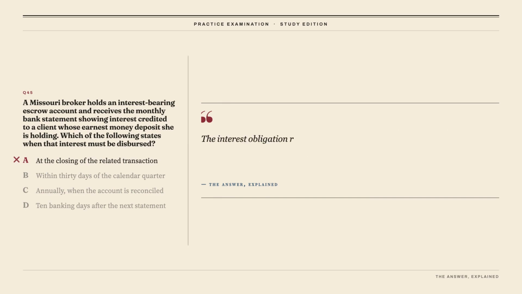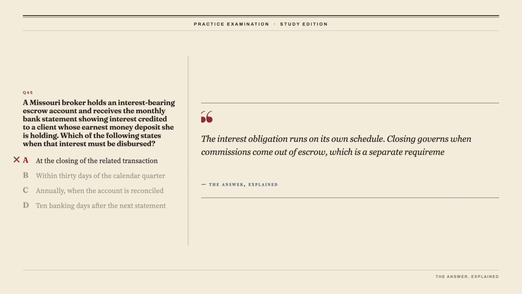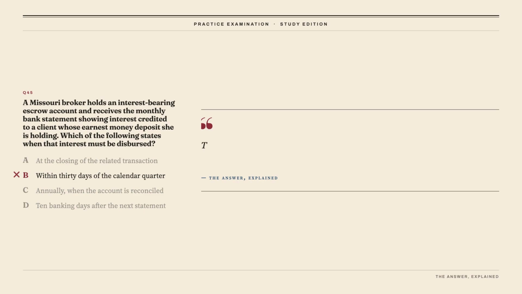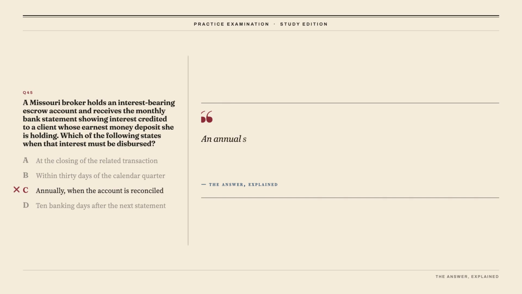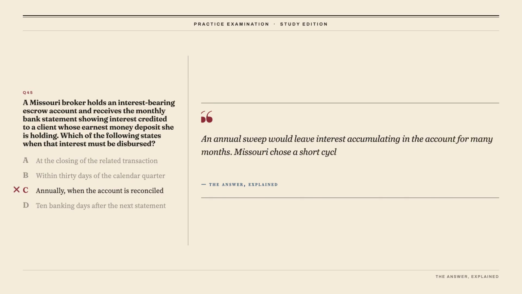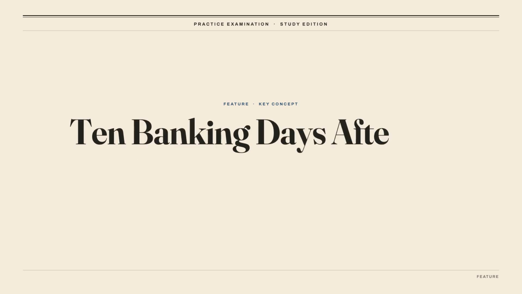A is wrong because the interest obligation runs on its own schedule. Closing governs when commissions come out of escrow, which is a separate requirement in the same rule. B is wrong because the rule counts from the arrival of the next bank statement rather than from a quarter end. A quarterly cycle would leave client money sitting far longer. C is wrong because an annual sweep would leave interest accumulating in the account for many months. Missouri chose a short cycle tied to the statement the broker actually receives.